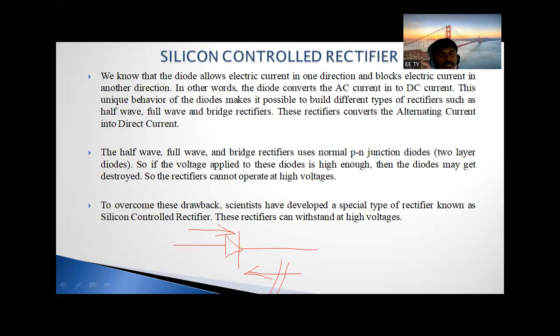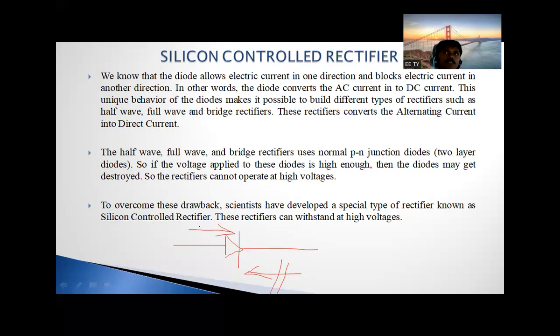Why may it be damaged? Because it will not have the capability to sustain high voltages. If the diode is damaged, the rectifier will also not work properly. To overcome this drawback, they have developed a special type of rectifier known as the silicon controlled rectifier.